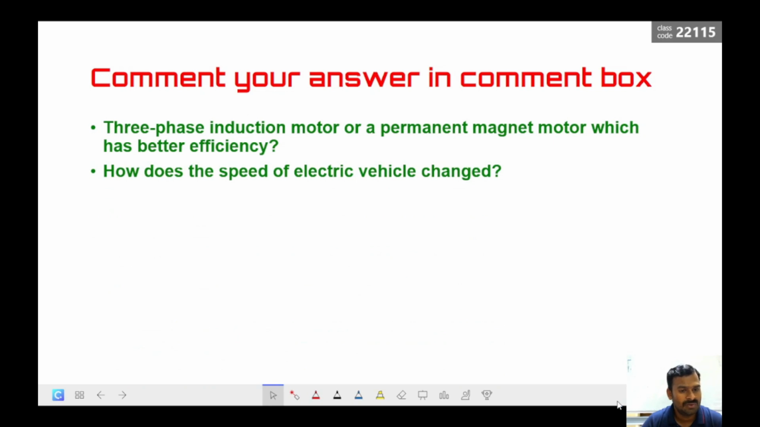And the second question: how does the speed of an electrical vehicle change? In the fossil fuel mechanism, we know that by pressing the accelerator, we are feeding fuel to the engine. Based on how much fuel is coming, that much combustion takes place, that much energy is released. So based on that, the vehicle speed can be varied. How does it happen in the electrical vehicle? That is the question. If you know the answer for these two questions, please let me know in the comment box.